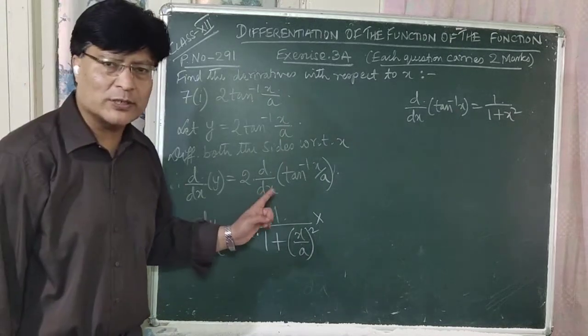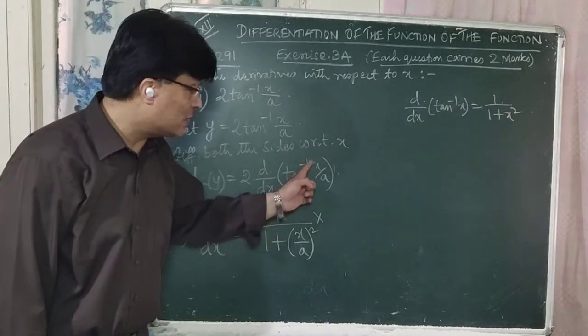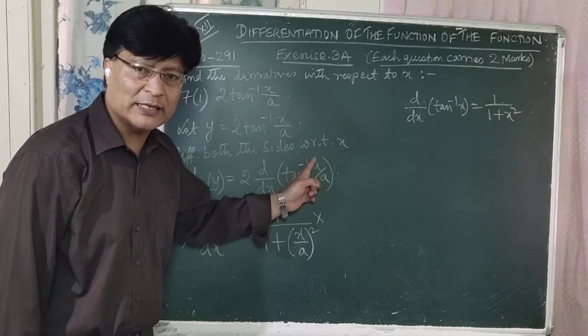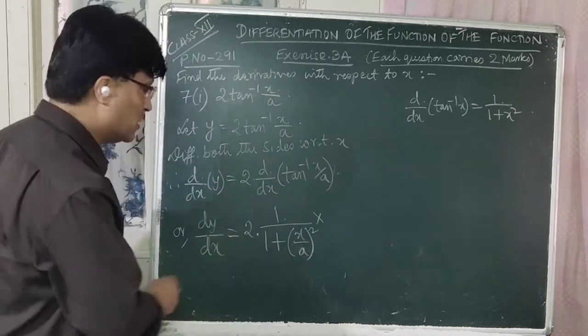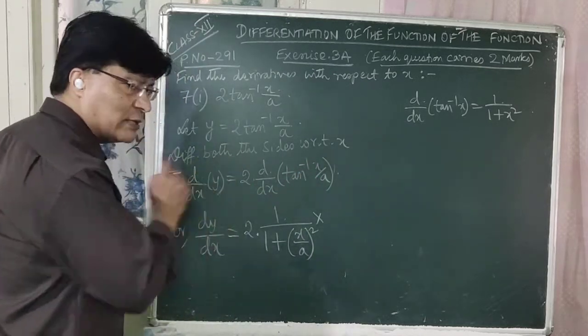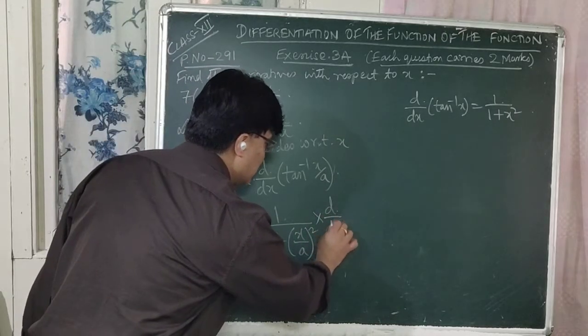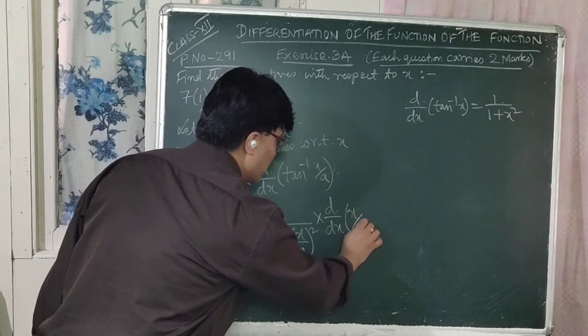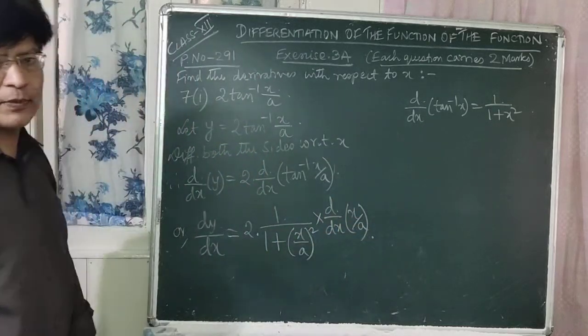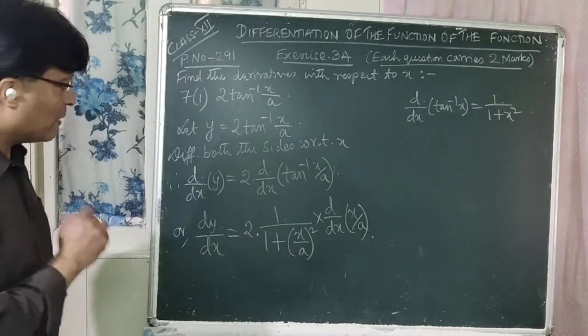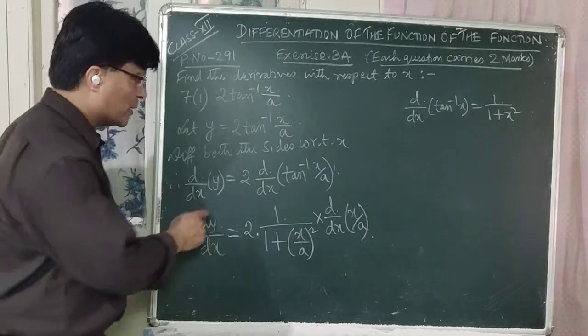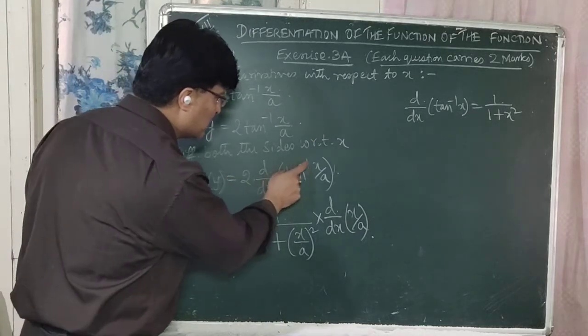So which function was assumed as x here? It is x by a. You have to differentiate x by a again. So into, that means you have to differentiate the function which is assumed as x. That is dy dx of x upon a. Is that clear? Here we are differentiating dy dx of tan inverse x by a.